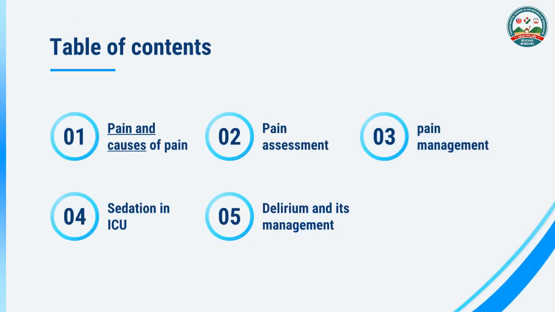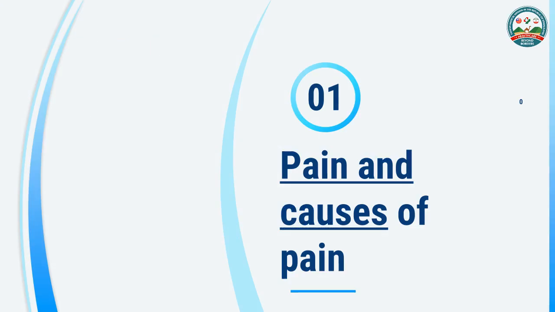We will begin with pain and its causes, followed by pain assessment, then pain management strategies. Next, we'll discuss sedation in the ICU, and finally, delirium and its management. Each part connects to the others. Together, they help us provide safer and more effective care for critically ill patients. Let's begin with the first part, pain and its causes.